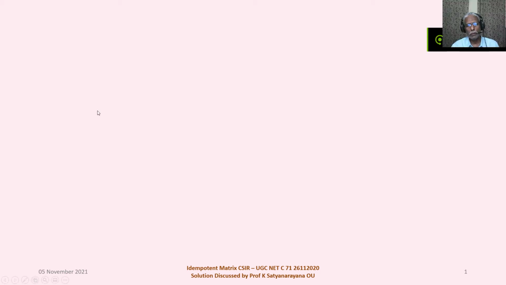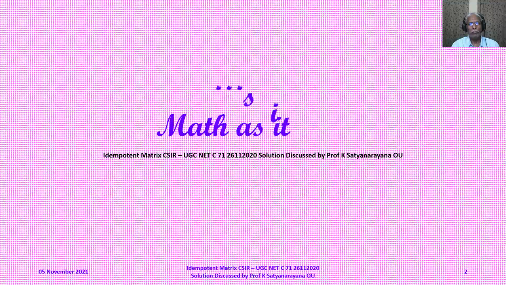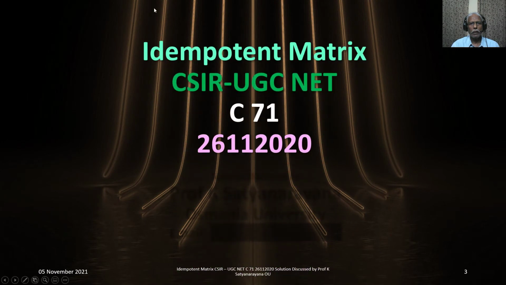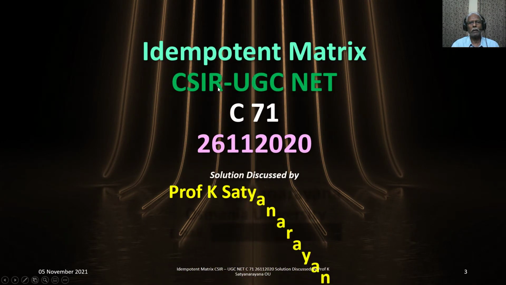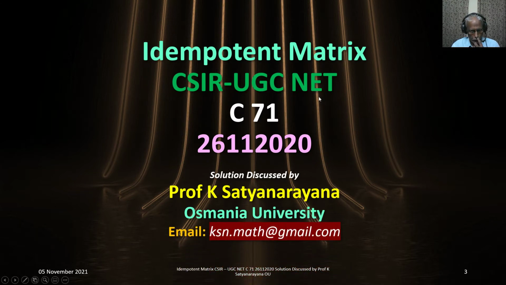We now discuss the solution of a problem from linear algebra. The problem is on matrices. This question has appeared in the CSIR UGC NET examination held on 26th November 2020. It is from section C, and this question carries 4.75 marks.